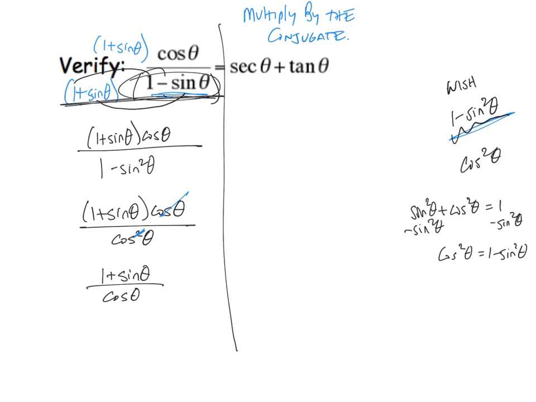Now, if we're looking at where we're trying to get to, we're trying to get a secant and a tangent. Sometimes when I know what the answer is, I can work backwards and say, what if I split this fraction up? And I write it as 1 over cosine plus sine over cosine. Remember, whatever your denominator is, that has to be your common denominator. And 1 over cosine is secant, and sine over cosine is tangent. And that's what I was trying to get the whole time, so I know I'm done.